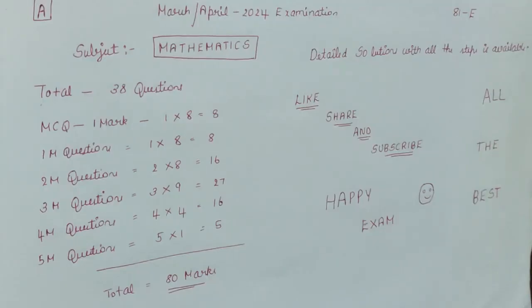Today we are going to solve the March-April 2024 examination mathematics question paper. In this video you will obtain all the detailed solutions with all the steps. So we'll first look at what we are going to solve in this video. There are a total of 38 questions: 8 MCQ questions of 1 mark each, 8 questions of 2 marks, 9 questions of 3 marks, 4 questions of 4 marks and 1 question of 5 marks. Total of 80 marks.